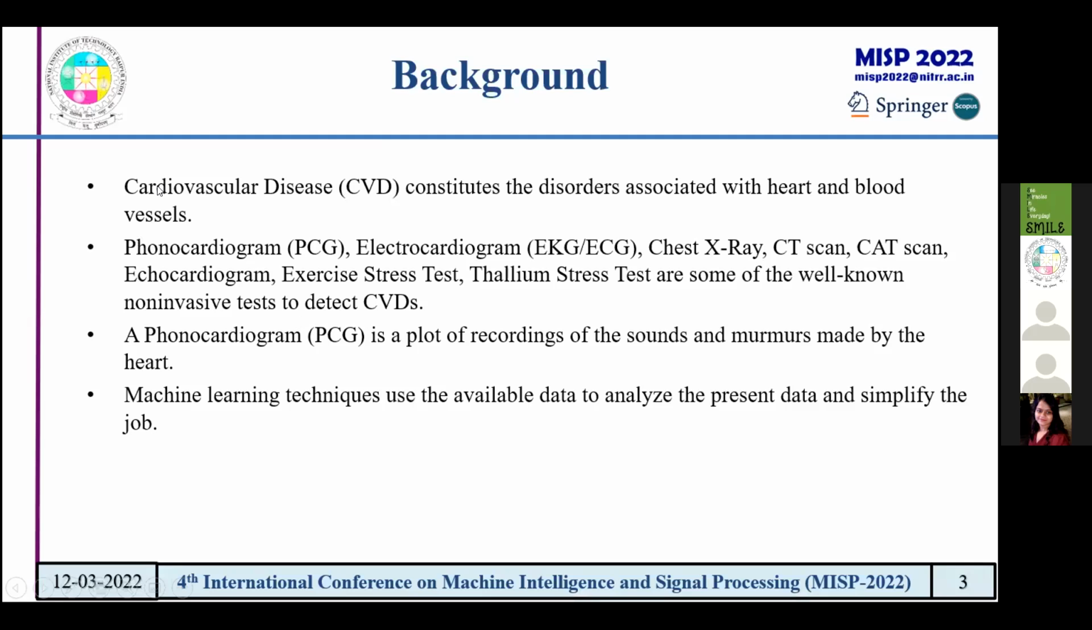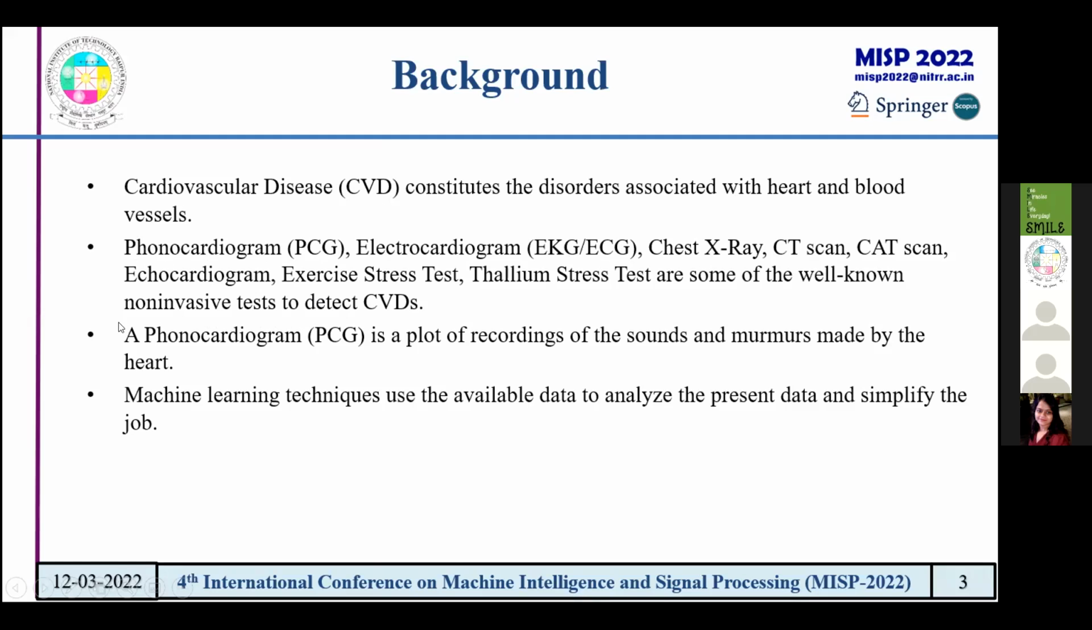So the basic background: cardiovascular disease consists of disorders that are associated with the heart and blood vessels, mainly due to fat deposition or cholesterol, things like that. So I mainly focused on non-invasive tests. The different non-invasive tests are phonocardiogram, electrocardiogram, chest X-ray, CT scan, and so on.